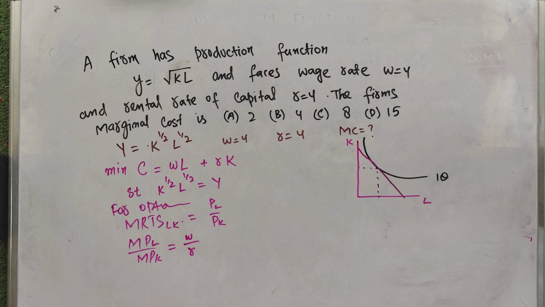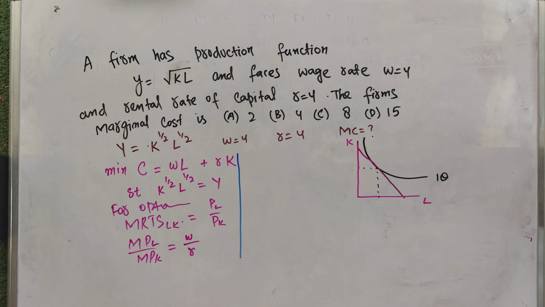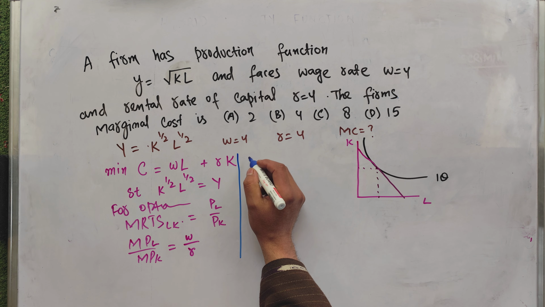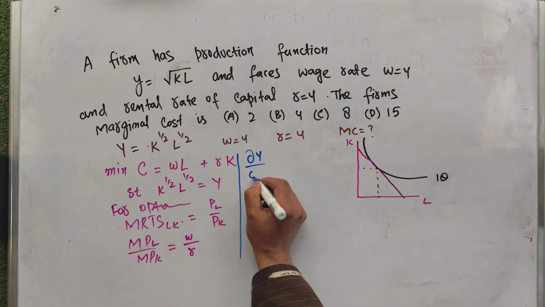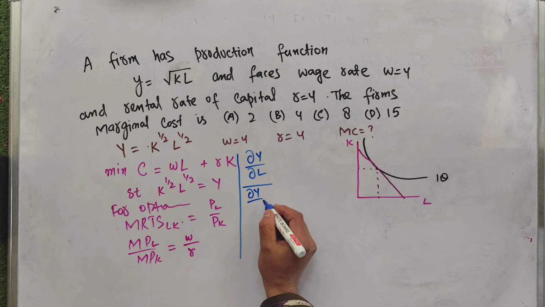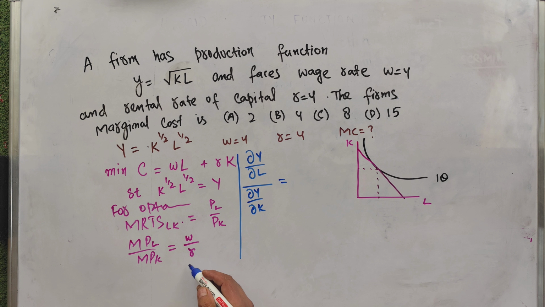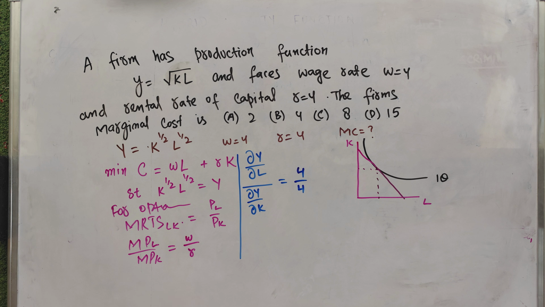Now, what is the marginal product of labor? It is simply the change in total production due to the change in the units of labor employed. Mathematically, it means the partial derivative of the production function with respect to labor. Similarly, MPK means the change in total production due to an incremental change in capital, which is the partial derivative of the production function with respect to capital. It should be equal to the wage rate upon the rental rate of capital. The wage rate is 4, and the rental rate of capital is also 4.